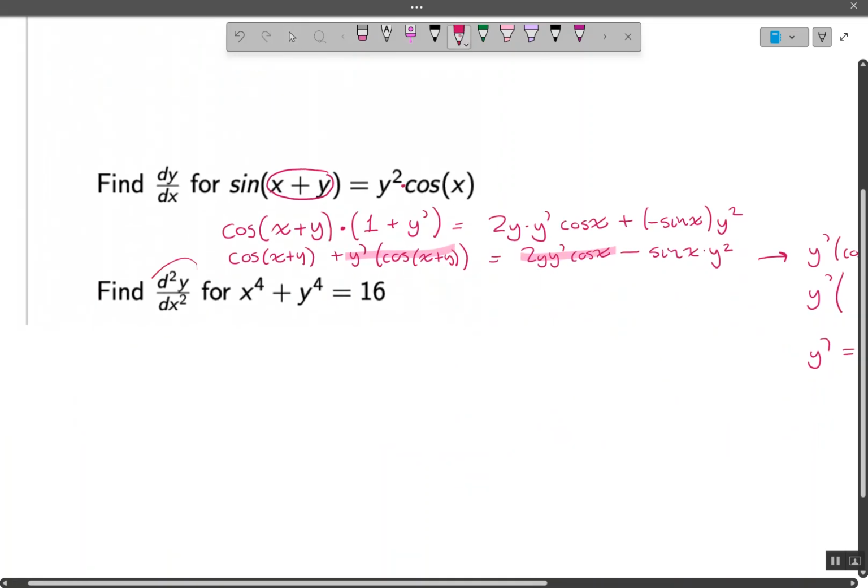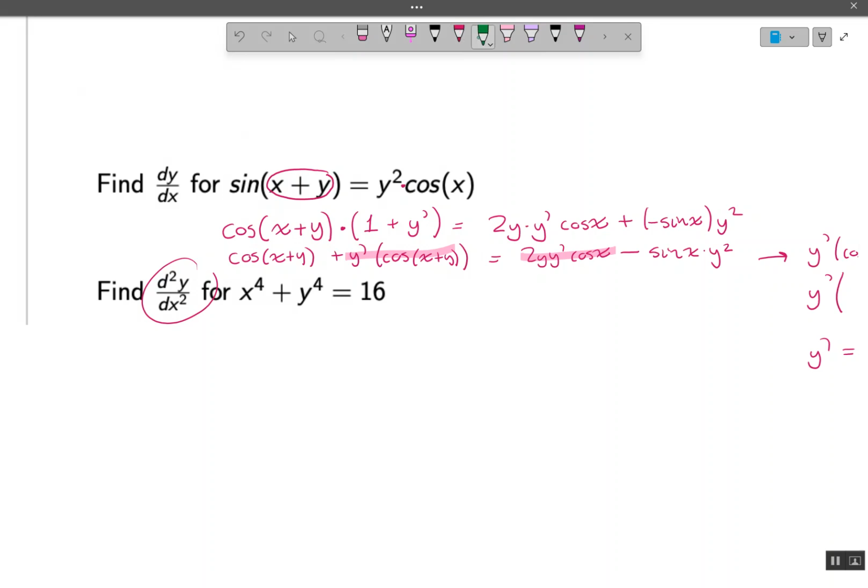Now we're being asked for the second derivative. Okay, so let's get the first derivative now. 4x cubed plus 4y cubed times y prime. Derivative of 16 is going to be 0. Now if we get y prime by itself, we're going to have negative 4x cubed on the right, and then we'll have to divide by that 4y cubed. The 4's are gone. y prime equals negative x cubed over y cubed.